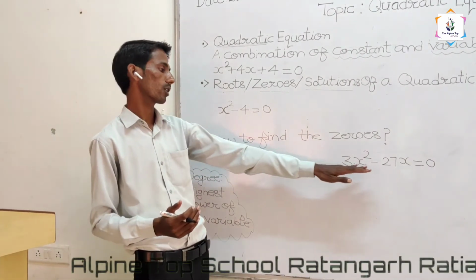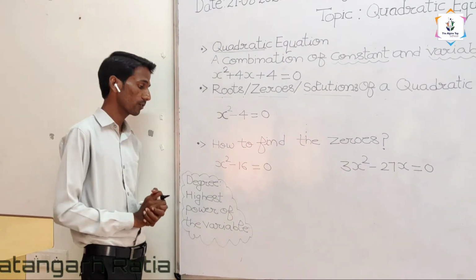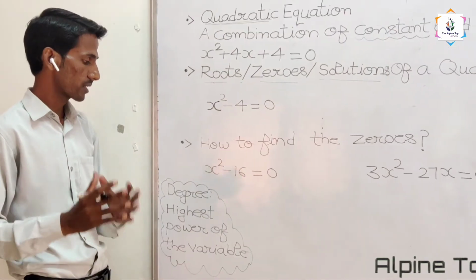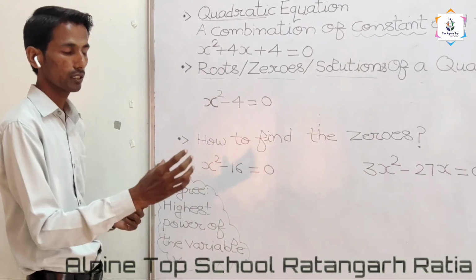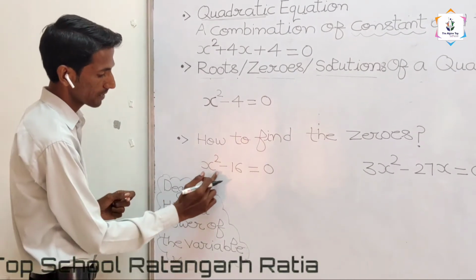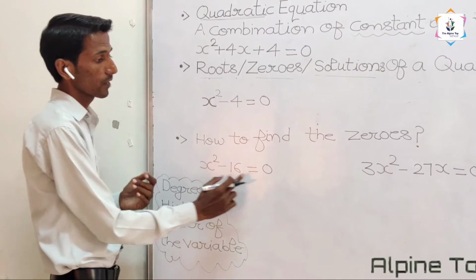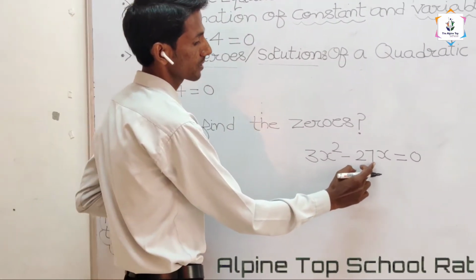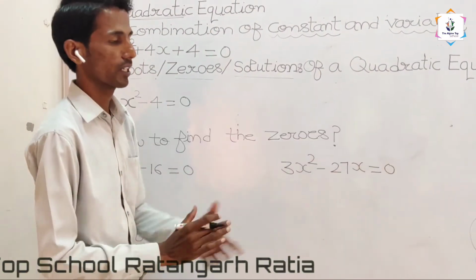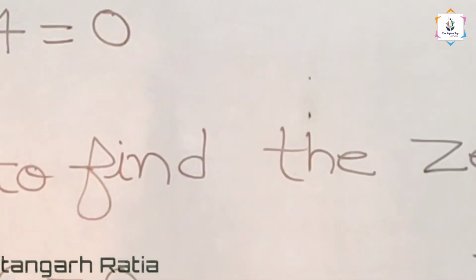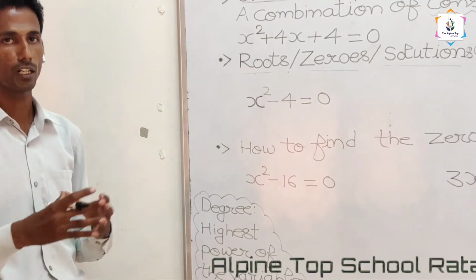As I have already noted here two examples. How to find the zeros of a quadratic equation? Today the first case we have how to find the zeros of a quadratic equation that is not in complete form. See here, x square minus 16 is equal to 0. Obviously यहाँ पर x वाली टर्म नहीं है. The second example, 3x square minus 27x is equal to 0. Obviously यहाँ पर constant, individual single जो constant है, that is not present in this form. That's why these two examples are the examples of incomplete quadratic.